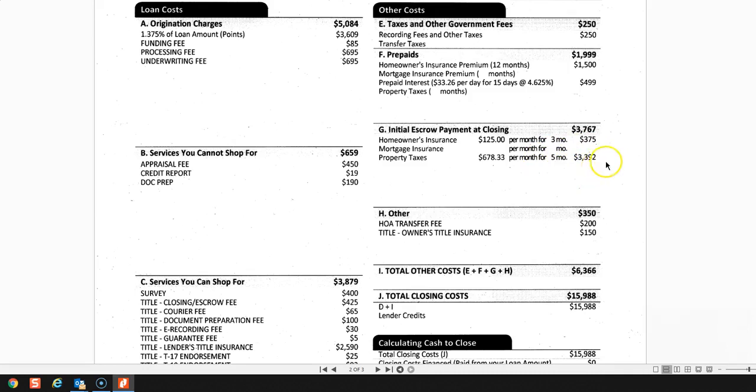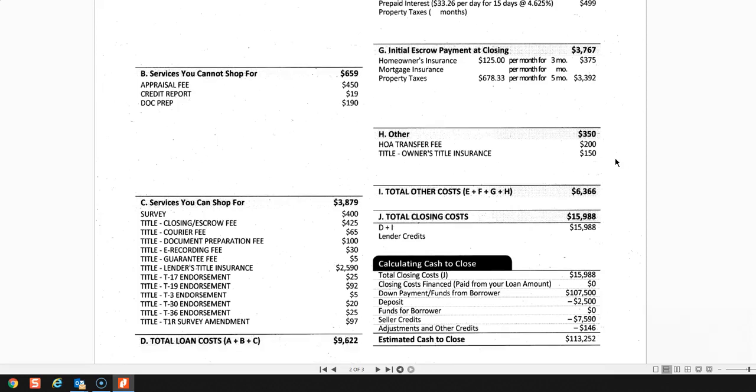But here's the thing. When you're buying a house, you are only going to own it from the time you close till the end of the year. So the seller has to give you a proration, which I'll show you in a minute. So then if there's an HOA transfer fee, there's also a buyer's portion of the title.